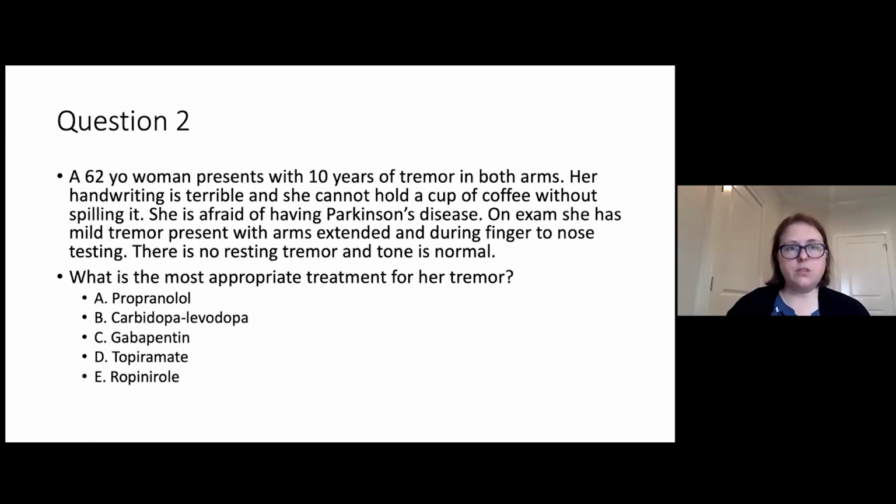So question 2: a 62-year-old woman presents with 10 years of tremor in both arms. Her handwriting is terrible. She cannot hold a cup of coffee without spilling it. She's afraid she has Parkinson's disease. On exam, she has a mild tremor present with arms extended and during finger to nose testing. There's no resting tremor and her tone is normal. What is the most appropriate treatment for her tremor? A, propranolol; B, carbidopa-levodopa; C, gabapentin; D, topiramate; or E, ropinirole.